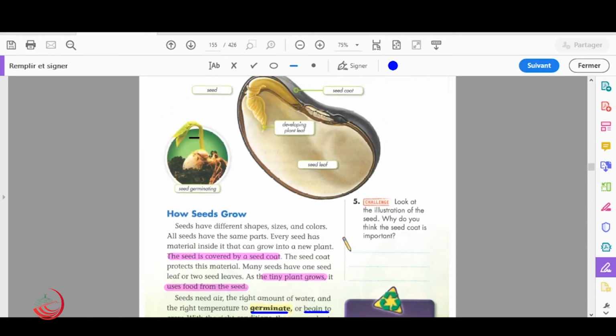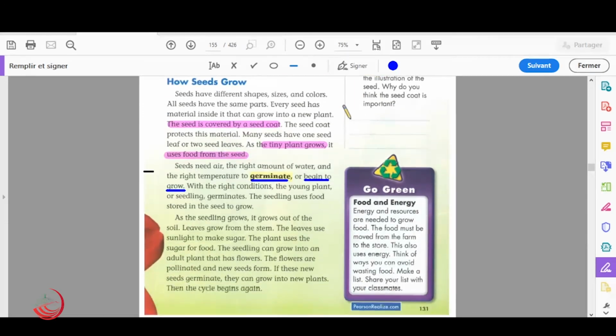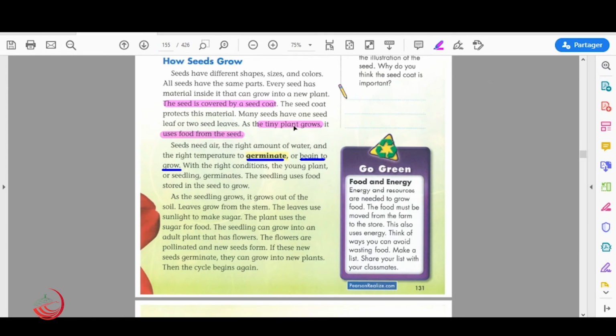So this is a seedling that is beginning to grow into a new plant. So the seedling germinates, grows. The seedling uses food stored inside the seed to grow. So the seedling uses the food stored in the seed to grow. As the seedling grows, seedling means like the seed that is growing, the seed with the tiny plant. It grows out of the soil.